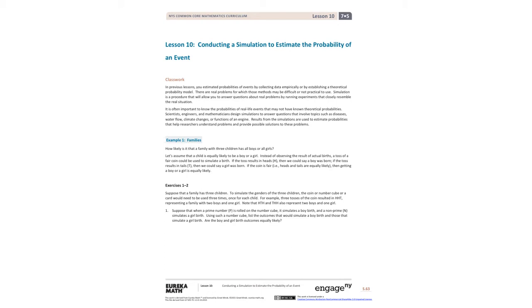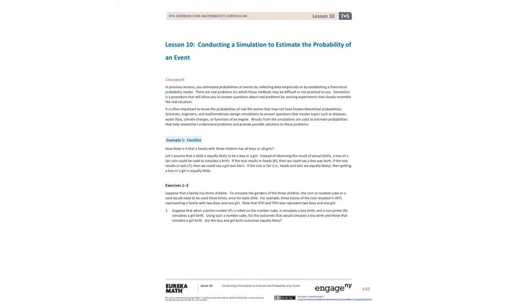Simulation is a procedure that will allow you to answer questions about real problems by running experiments that closely resemble the real situation. It is often important to know that the probabilities of real-life events may not have known theoretical probabilities. Scientists, engineers, and mathematicians design simulations to answer questions that involve topics such as disease, water flow, climate change, or functions of an engine, which really you guys are learning how to do, just at a much more basic level.